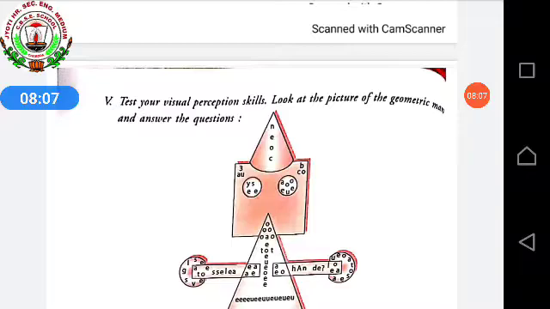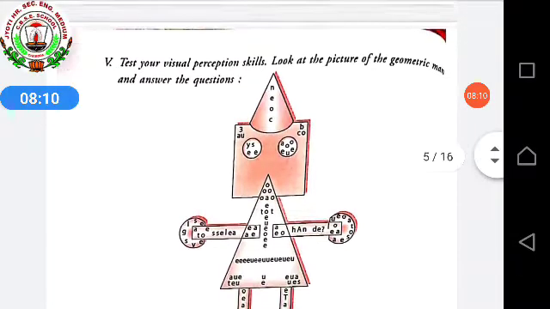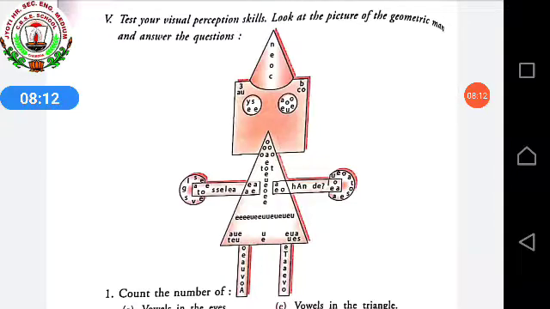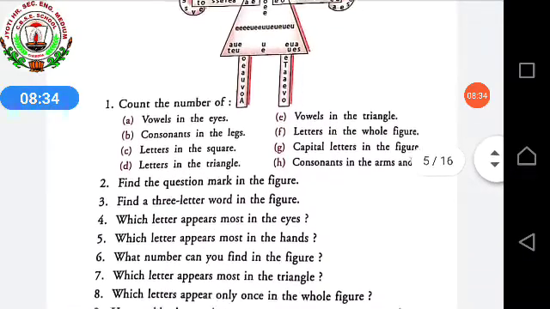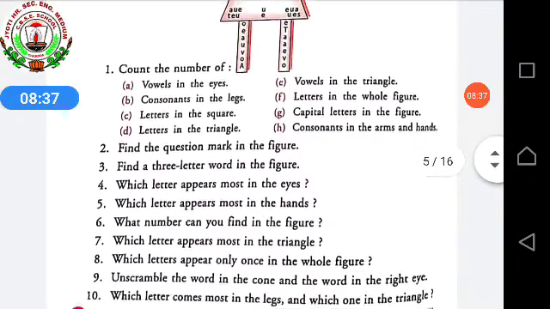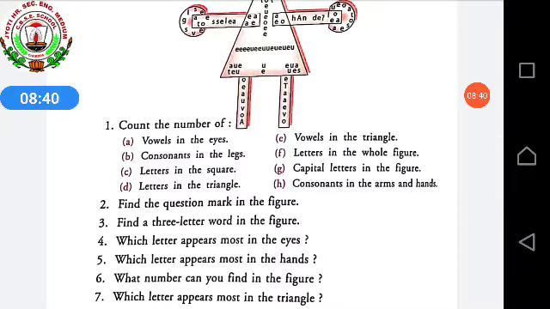Look at the picture of the geometric man and answer the question. Can you see this picture of the geometric man? It has a cone, square, circle, rectangle, triangle, and many letters inside this geometric figure. You have to see this geometric figure very carefully and then answer these questions. Okay? And in the activity book also you have to use only pencil. No usage of pen in the activity book.